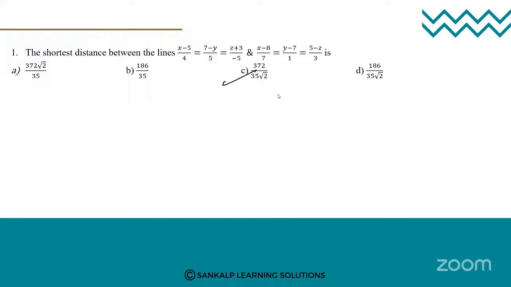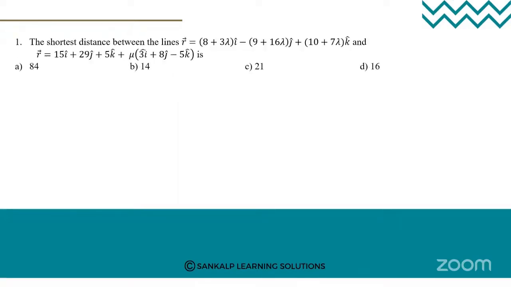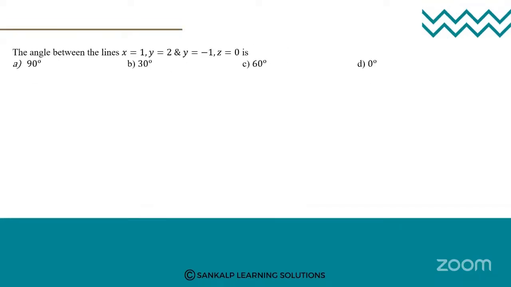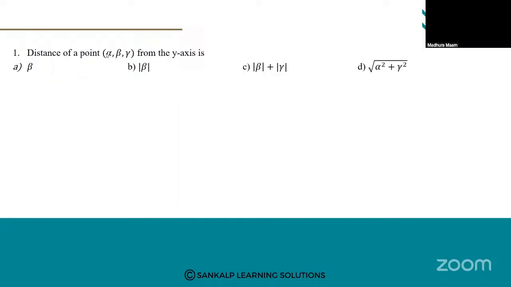Fine. So I would like you to take a screenshot and solve this. The option will be option C. Okay, yes. Before that, there was a question I had left. This is actually an exemplar question. I would like to solve this, and that will be the end of this chapter. In here, what is the distance of a point alpha, beta, gamma from the y-axis?